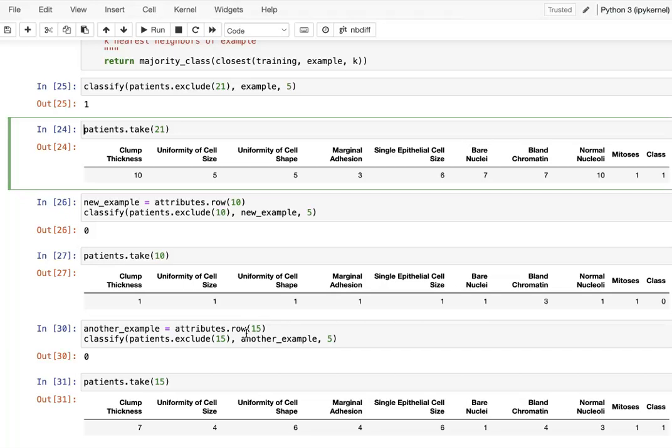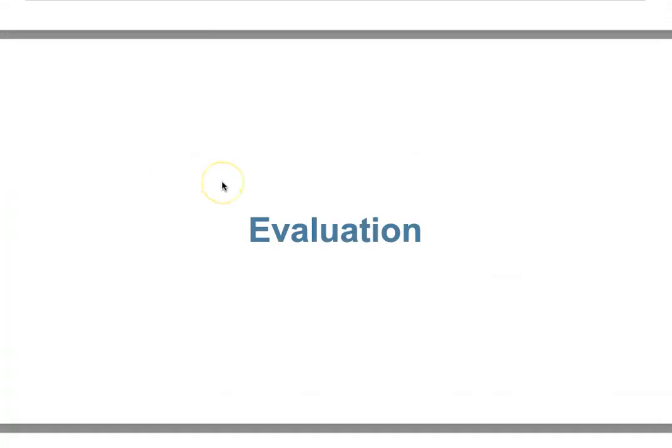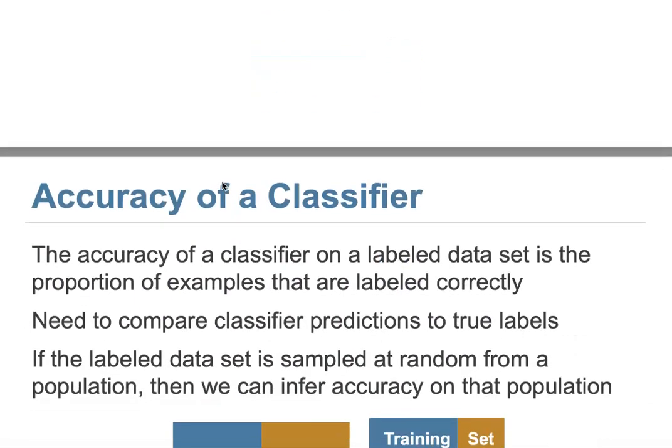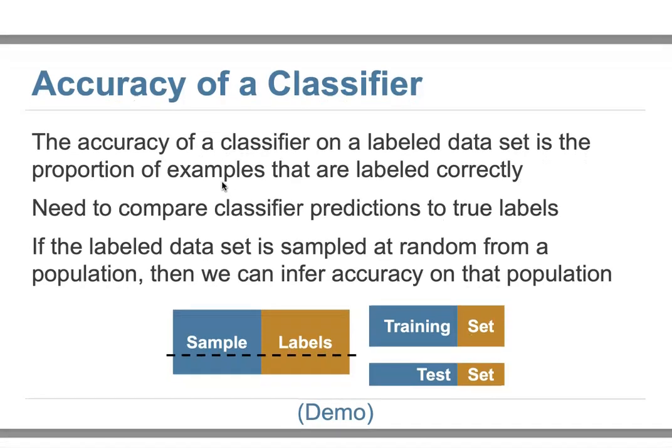So that's why after we build our classifier, we also need to evaluate our result. Here we will do the evaluation. Of course, the evaluation is the accuracy we want to check for our classifier. In order to find the accuracy of the classifier on a labeled data set, we need to find the proportion of the examples that are labeled correctly.